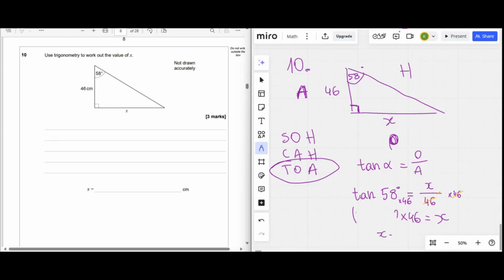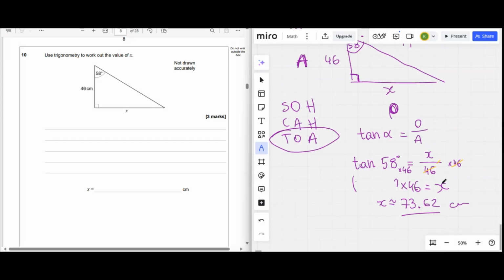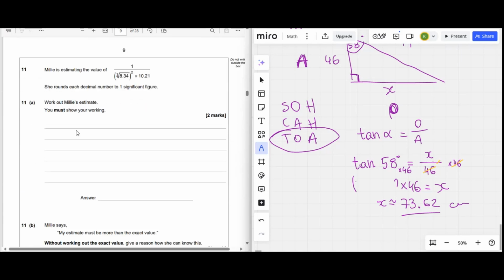So x is more or less 76.62 centimeters. Yes. Dobra.